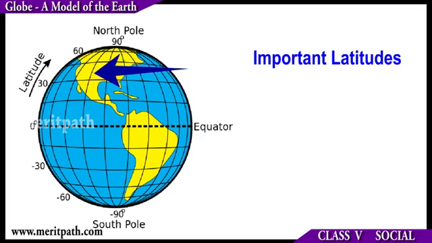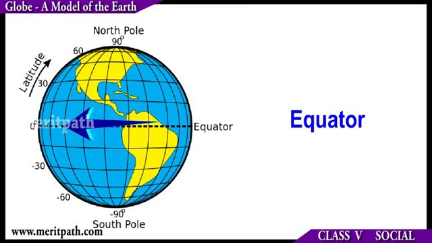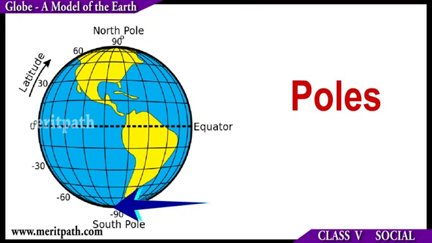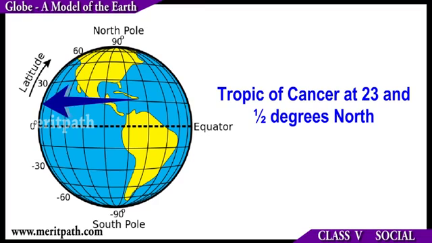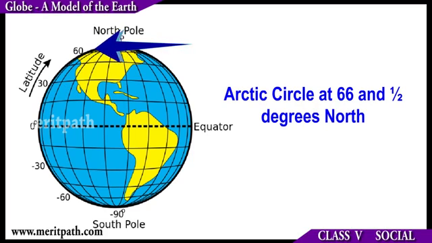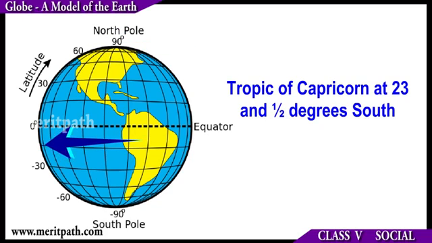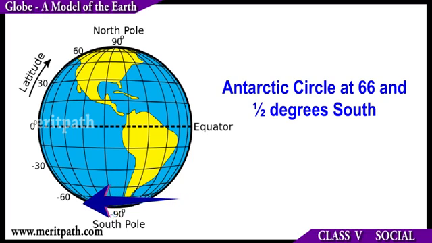Important latitudes. Equator. Poles. Tropic of Cancer at 23.5 degree north. Arctic Circle at 66.5 degree north. Tropic of Capricorn at 23.5 degree south. Antarctic Circle at 66.5 degrees south.